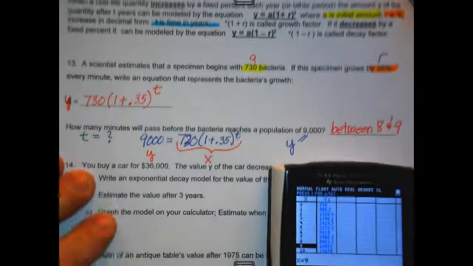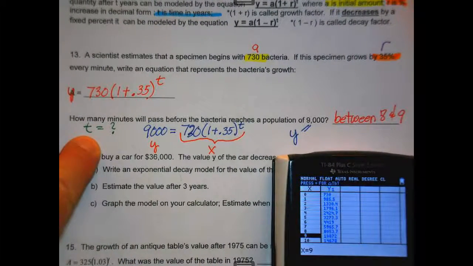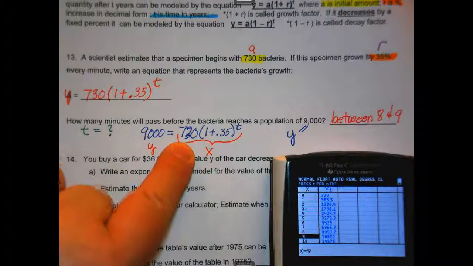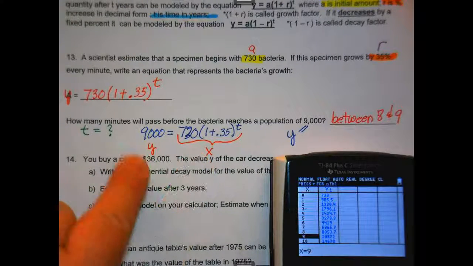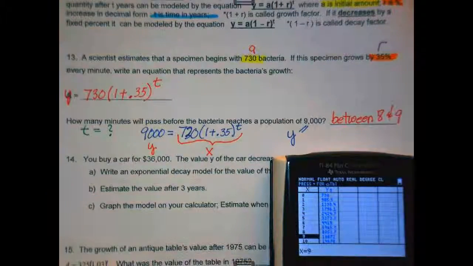You know how to do that? It's really actually kind of complicated. When you're looking for the T, put this in your Y equals and look for the Y value 9,000, and that's your answer for X.